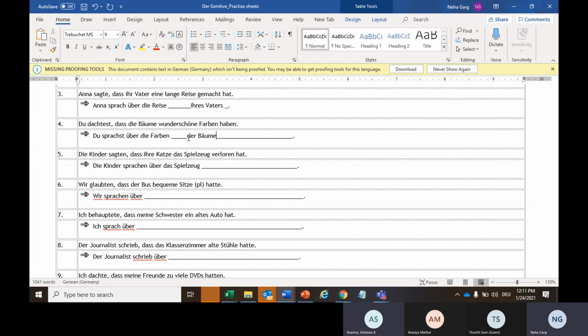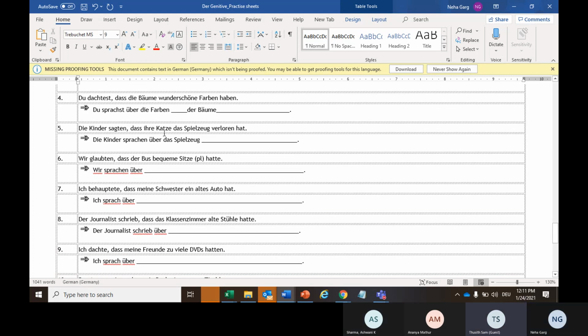Next, Sam, your turn. Nummer 5. So that is ihrer Katze. Okay, you were prepared already with the answer. But let's see the whole sentence and then we'll understand the meaning. So die Kinder sagten, dass ihre Katze das Spielzeug verloren hat. Die sprachen über das Spielzeug ihrer Katze.